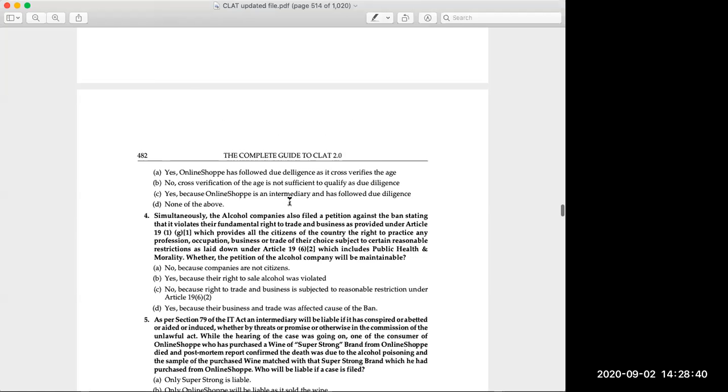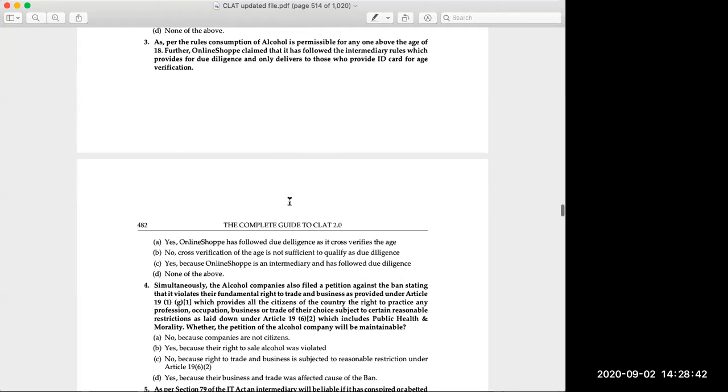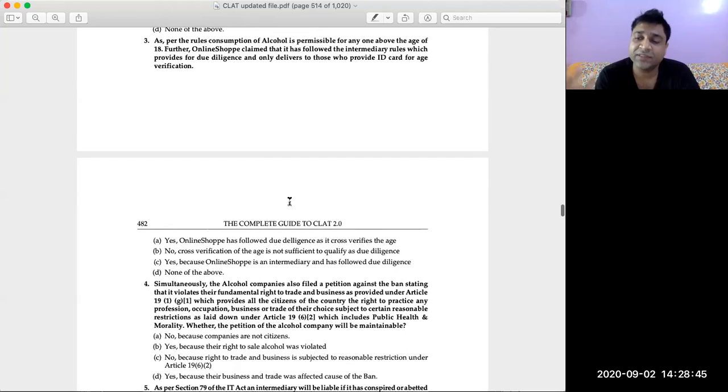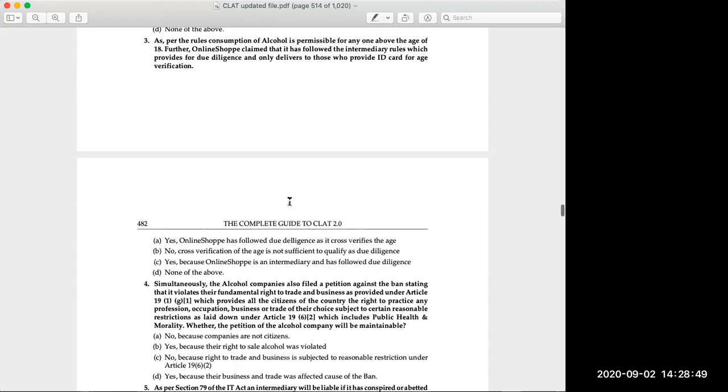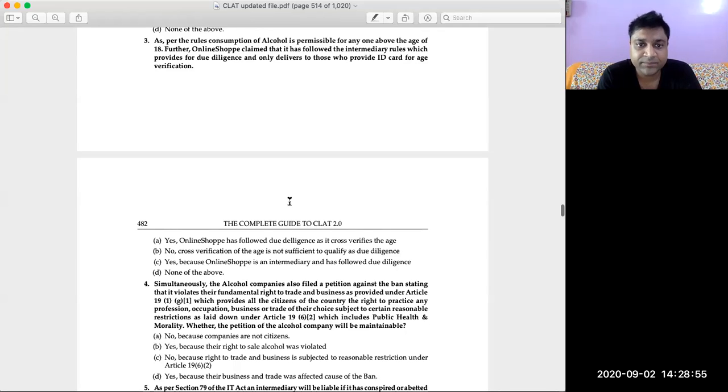Once it's said it's not allowed, it's not allowed. It doesn't matter how much precaution you take. The answer should be B.